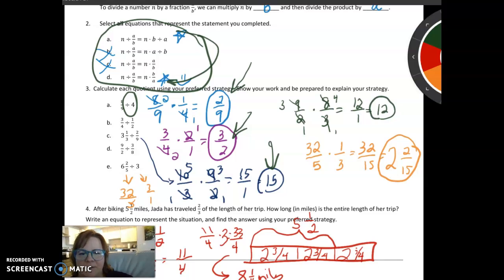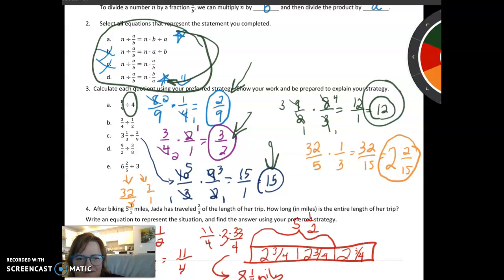D, 9/2 divided by 3/8. Right here, 9/2, we're going to multiply by the reciprocal, 8/3. Notice that I'm canceling out factors in all of the problems that you see here. So in this particular one, you can say I've canceled all the factors because I know there are groups of 3 in 3 and 9. There are groups of 2 in both 2 and 8. So by canceling factors, I end up with a really nice multiplication problem. 3 times 4 is 12, and 1 times 1 is 1. So 12 over 1, or 12, is our answer.